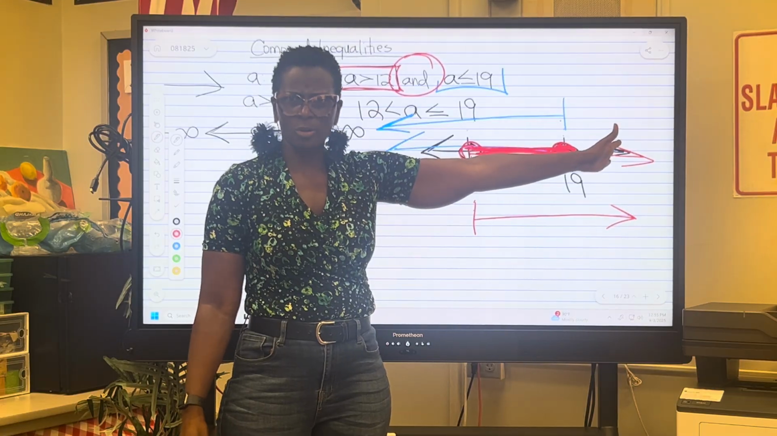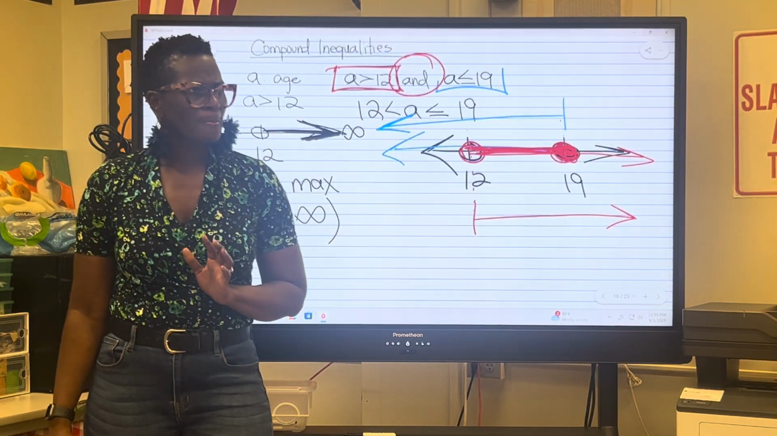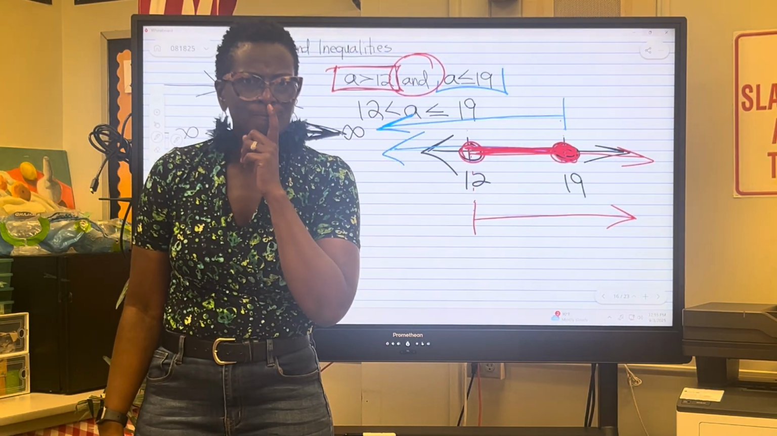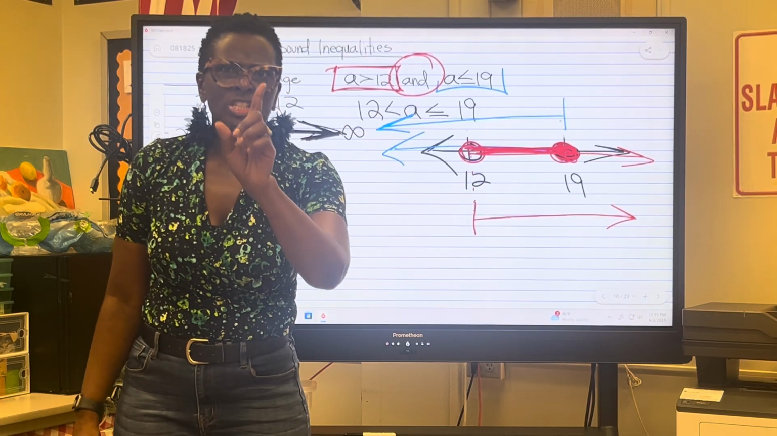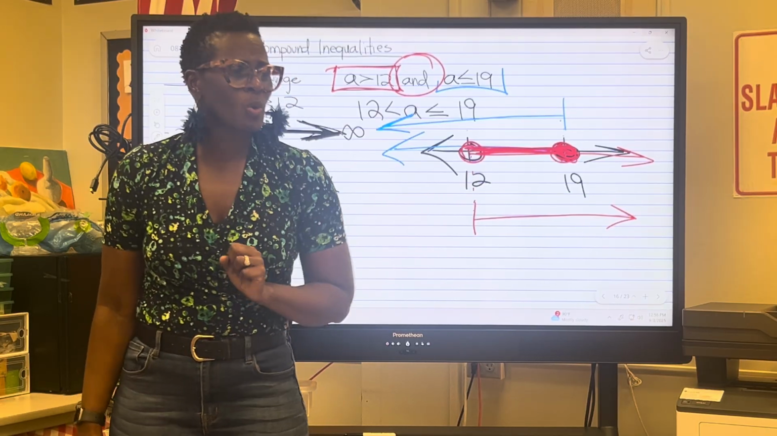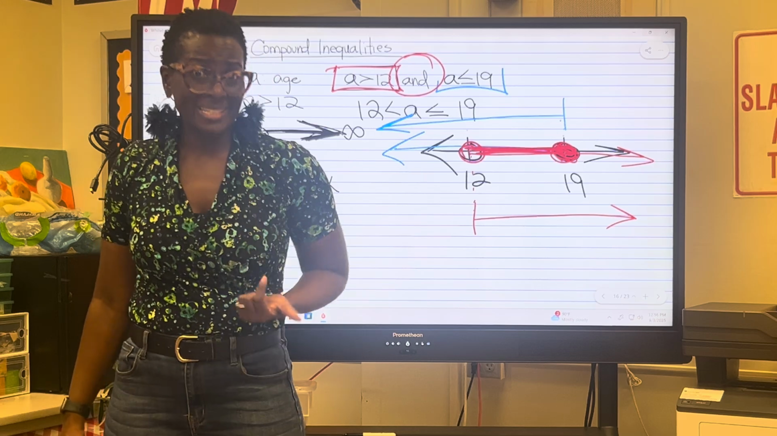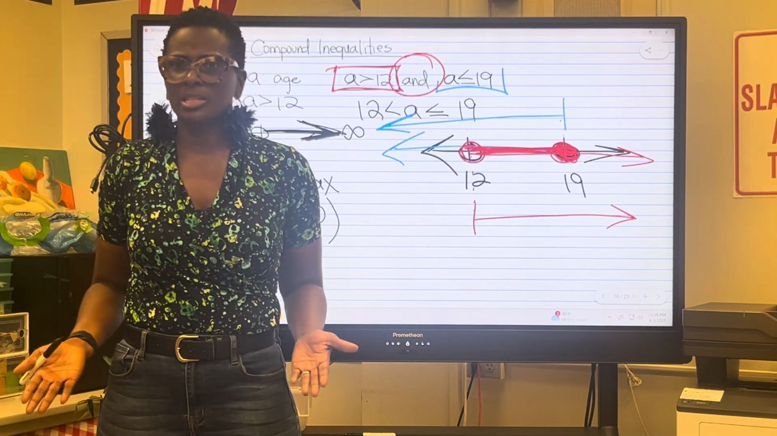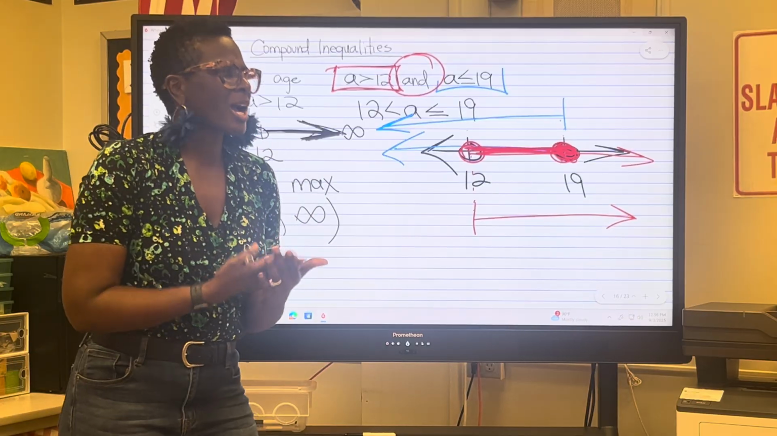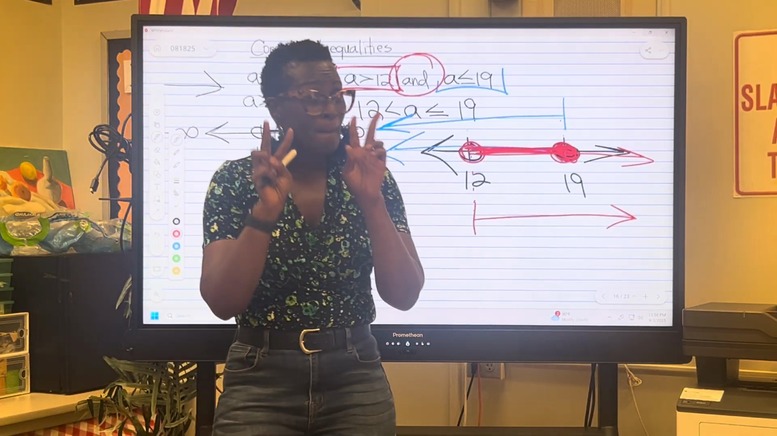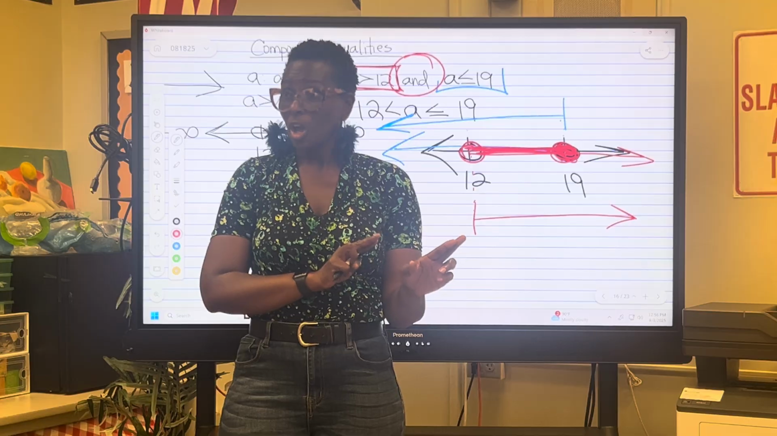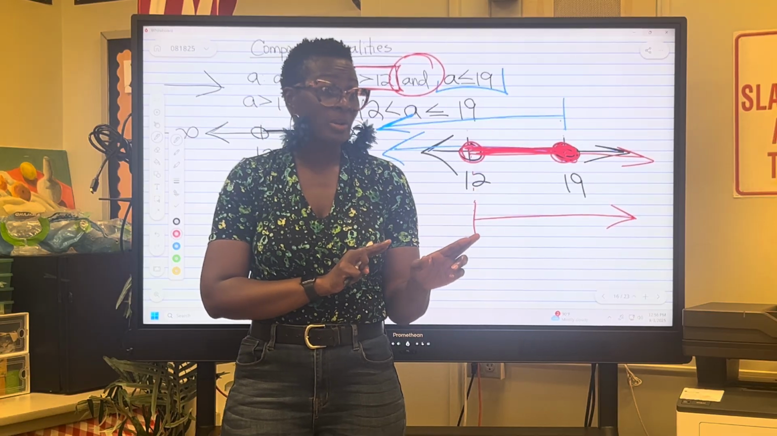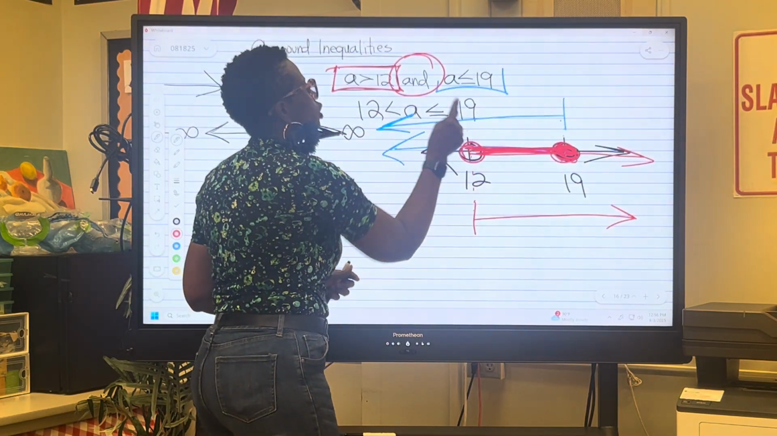Are y'all following me? What about 6? No. Why? Because it has two constraints. It has two restrictions and it only meets one. Which one does it meet? The 19. It's less than 19. But it's not greater than 12, so it doesn't meet the condition. Are you guys with me? Yeah. So with compound inequalities, it has to meet both conditions. Are you all following? Is everybody following? Yes? So what are going to be the solutions to this particular problem?